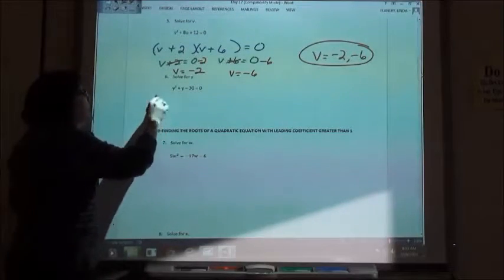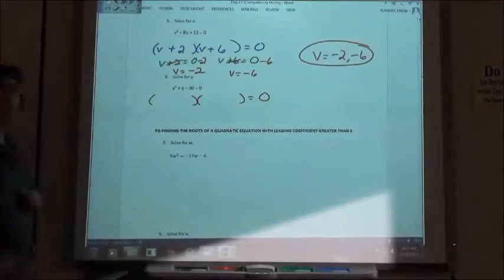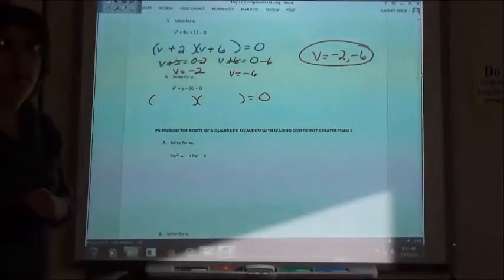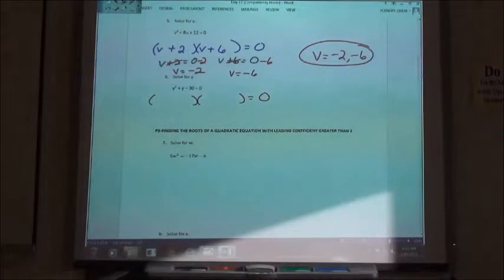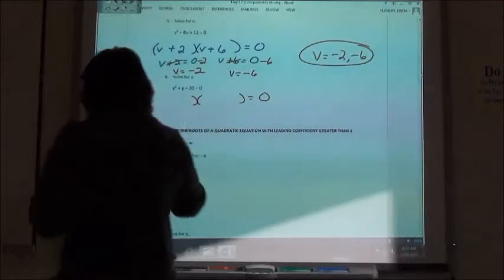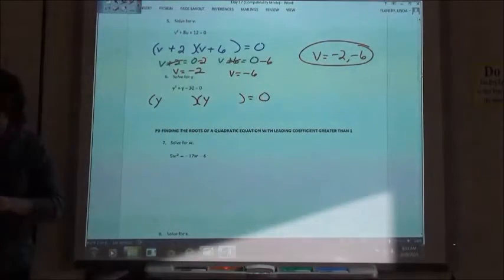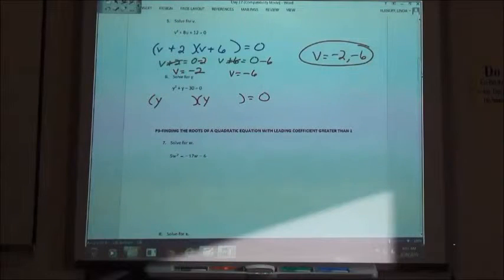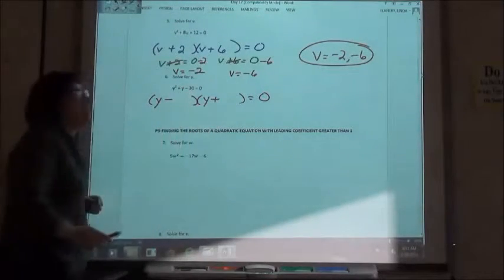So number 6, again we've got it set equal to 0. We've got our quadratic expression, so we know we have to solve by factoring. So it's going to be y and y. Now this time my signs are a little trickier. It's going to be one negative and one positive, because look at the end sign. The end is a negative.